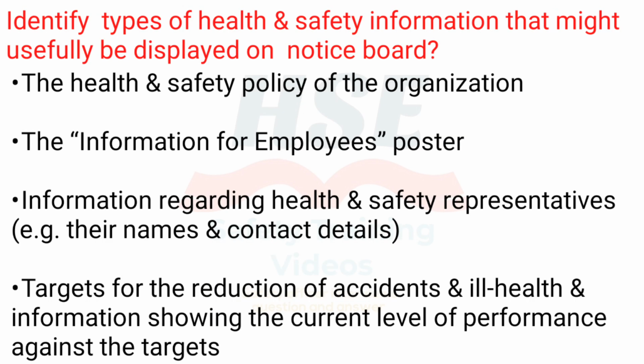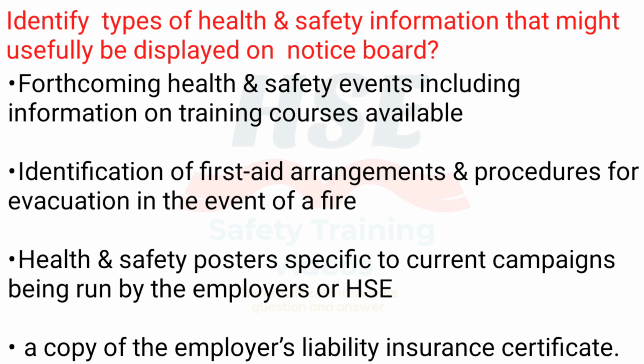Identify types of health and safety information that might usefully be displayed on a notice board. The health and safety policy of the organization. The information for employees poster. Information regarding health and safety representatives, for example their names and contact details. Targets for the reduction of accidents and ill health and information showing the current level of performance against the targets.